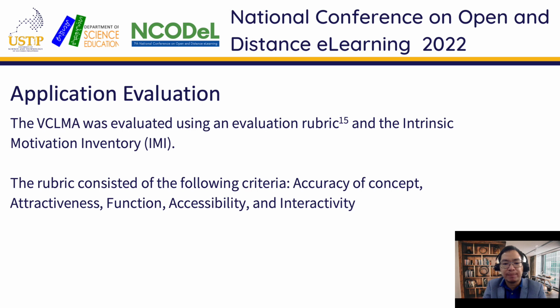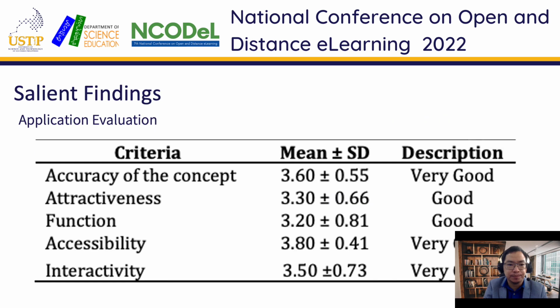The researcher-made application evaluation rubric is composed of the accuracy of concept, attractiveness, function, accessibility, and interactivity, and is shown in Table 1. It was subjected to thorough content and face validation by chemistry and science teachers, and then the instrument was pilot tested for reliability and validity. Krippendorff's alpha was utilized as the inter-rater reliability measure, and the instrument was found to be reliable at alpha 0.082. The results are summarized in Table 2.